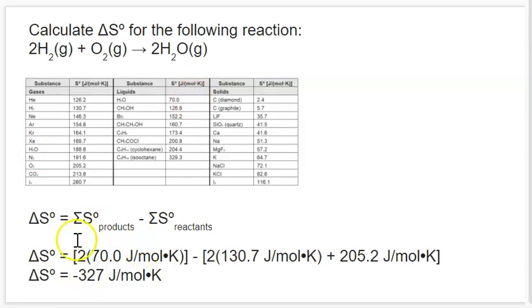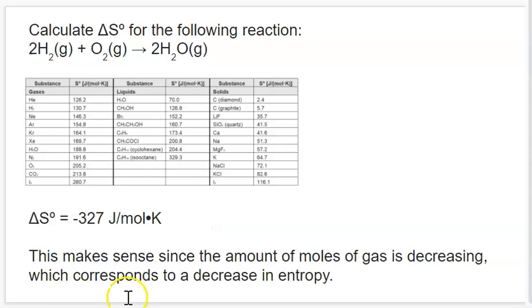So I could set this up. The sum of the absolute entropies of the products minus the sum of the absolute entropies of the reactants. So we have 2 times 70, which was our value for water, minus 2 times 130.7, which was our value for hydrogen, plus 205.2, which was our oxygen value. And then overall, we get negative 327 joules per mole per degree Kelvin. And this makes a lot of sense because the moles of the gas are decreasing. We're going from 3 moles of gas to 2 moles of gas. And this actually agrees with the estimate that we made earlier just by looking at the chemical equation.